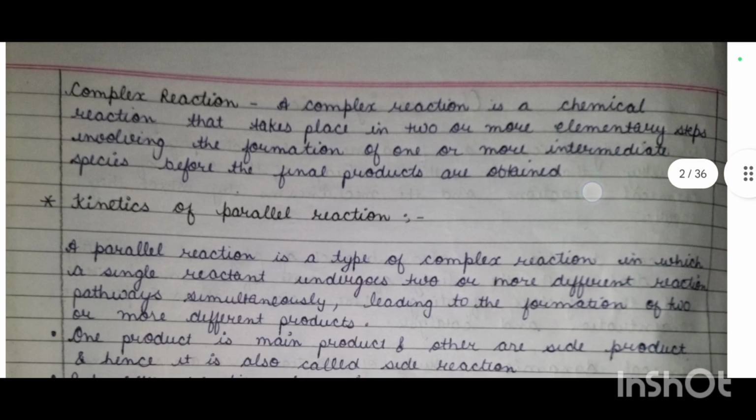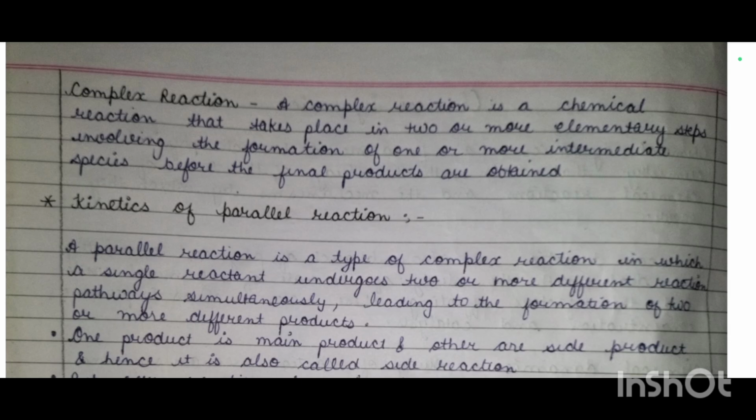Complex reaction. A complex reaction is a chemical reaction that takes place in two or more elementary steps, involving the formation of one or more intermediate species before the final products are obtained.